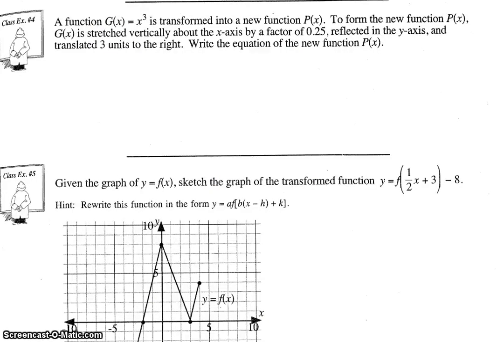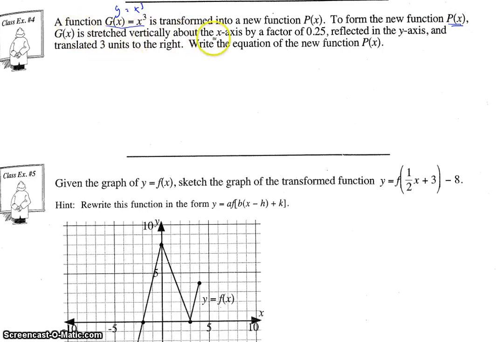Okay, so we're taking a function g of x on example 3 here, and g of x is equal to x cubed. And you know, g of x, f of x, p of x, whatever it is, that's just y. So you can think of that as y equals x cubed. Okay, and it's transformed into a new function p of x. To form the new function p of x, don't worry about the p of x yet. We'll throw that in at the end, okay?